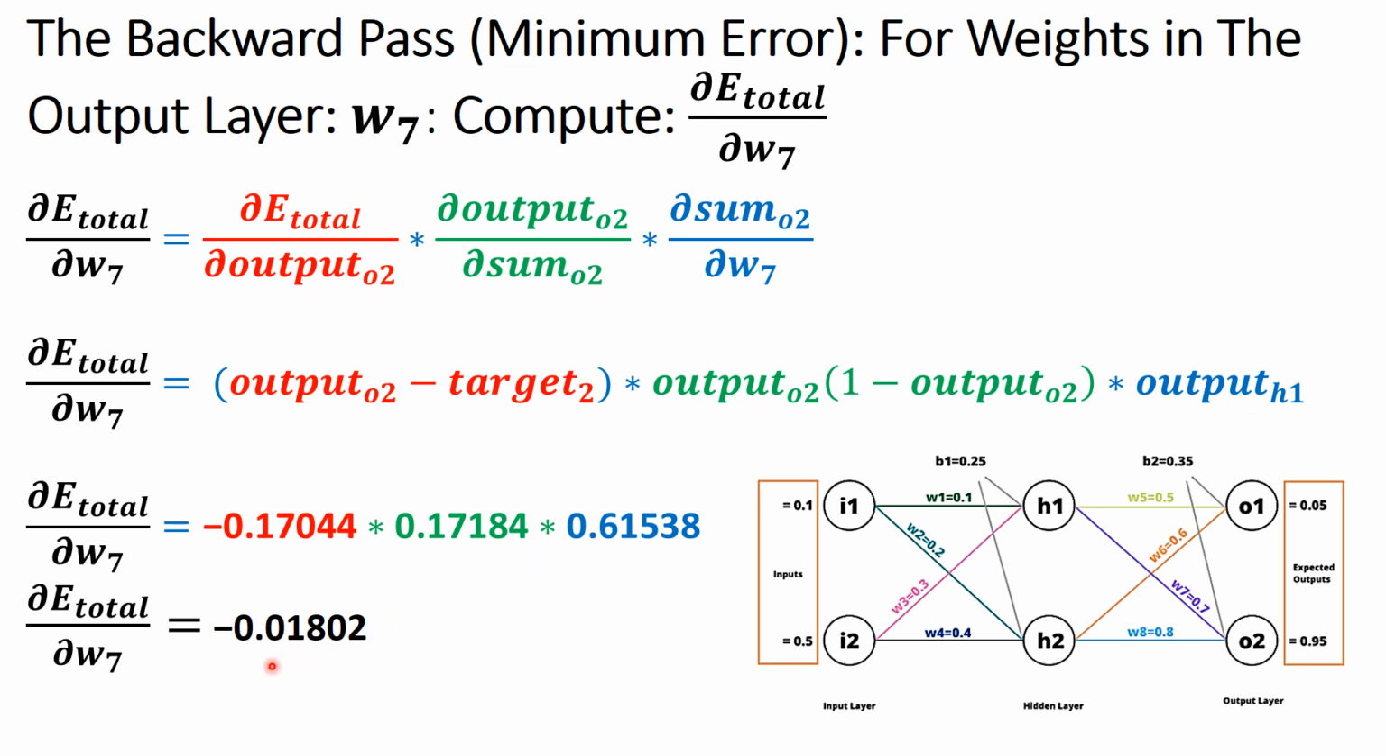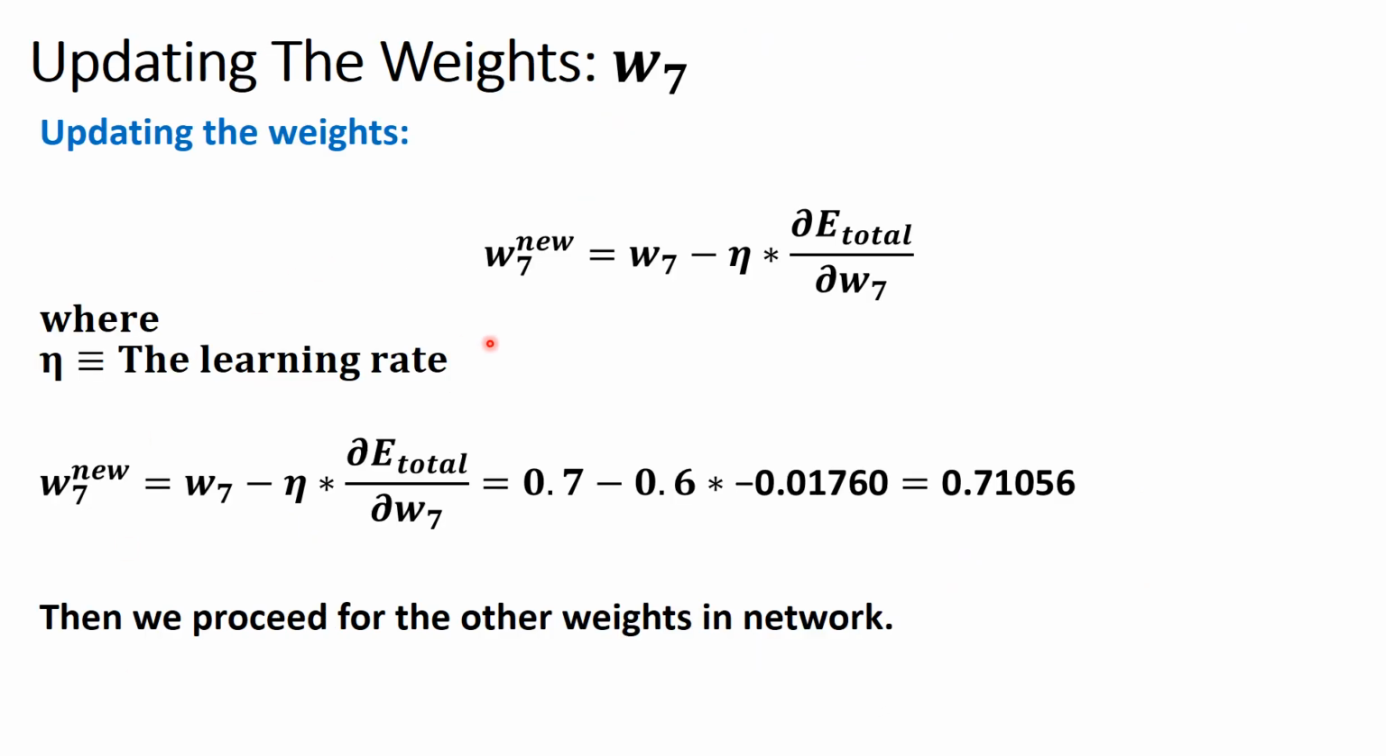So this is the value of the partial derivative of E total with respect to W7. Now we update the weight according to this equation, and W7 equals 0.7, the old value, and this is eta, the learning rate, and then this is the value I've just computed of the gradient of E total with respect to W7. Then we proceed for other weights in the network.